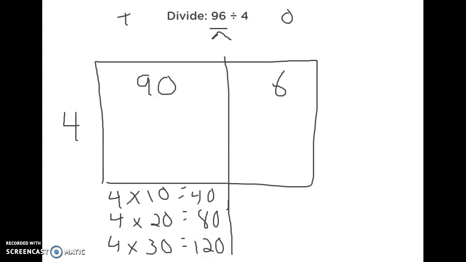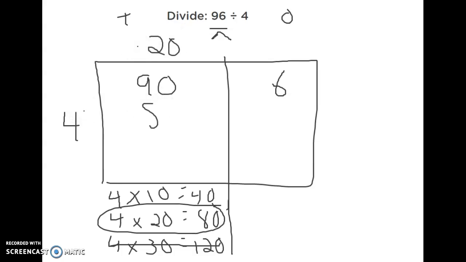Now 120 is greater than 90, so I'm going to cross that off, and I'm going to use this fact right here. So 4 times 20 equals 80. I'm going to take my 20 and put it at the top. 4 times 20 equals 80. Inside here, I'm going to subtract my 80.